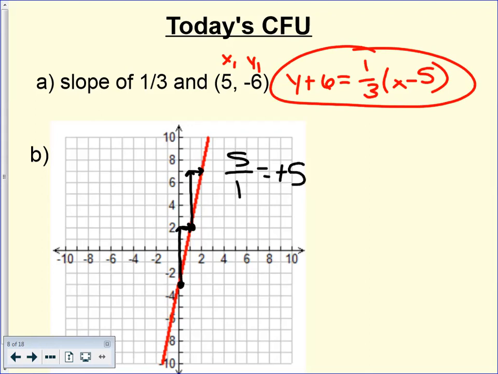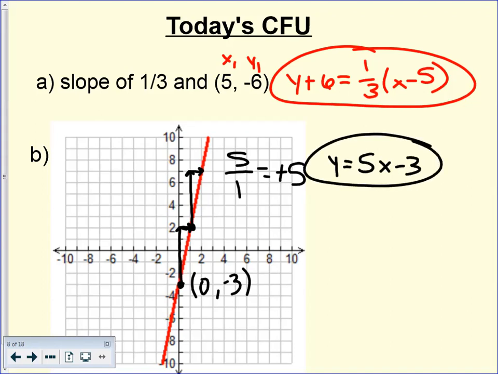If I was writing this in slope-intercept form, I could just use my y-intercept of (0, -3) and write my equation as y equals 5x minus 3. That would be my equation. If I wanted to do it in point slope, I could use any coordinate. I'll use this one here, (1, 2). y minus 2 equals 5 times (x minus 1). Just make sure that coordinate was on your graph.